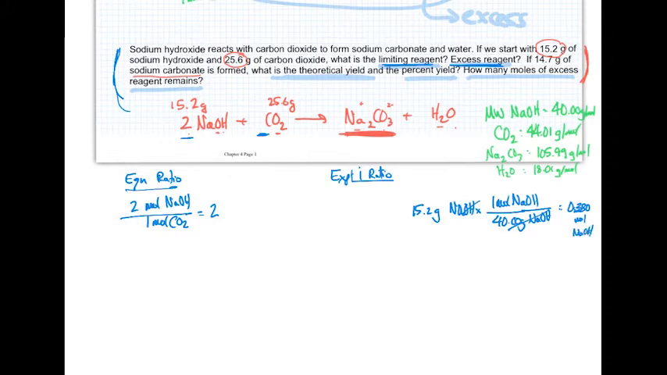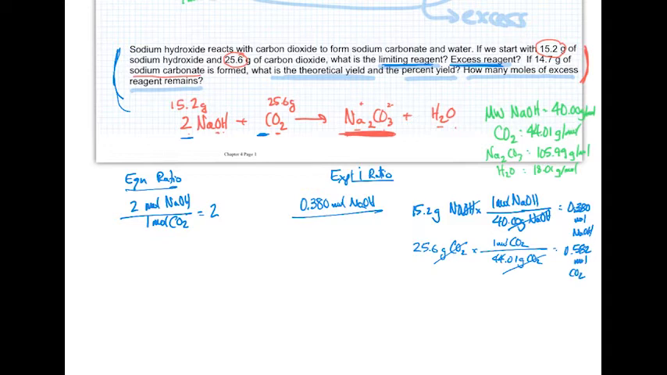Okay, so in my experimental mole ratio, I need to put that one on top, 0.380 moles NaOH, divided by, now I need to figure out how many moles of carbon dioxide I have. 25.6 grams CO2 times 1 mole CO2 for every 44.01 grams CO2. That cancels that, and that is going to give me 0.582 moles CO2. So that's going to go on the bottom, 0.582 moles CO2.